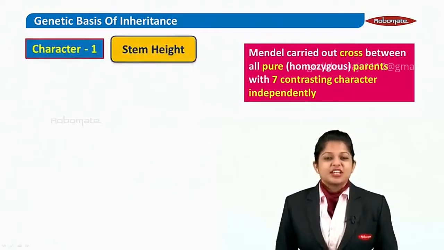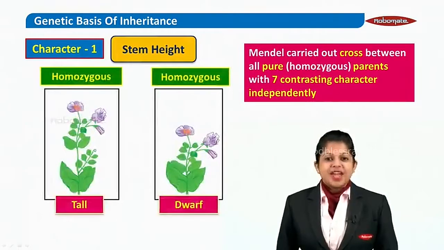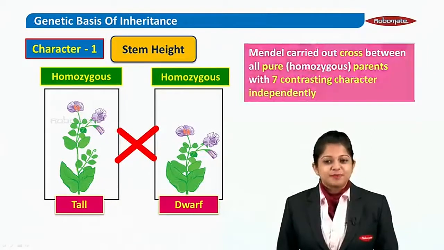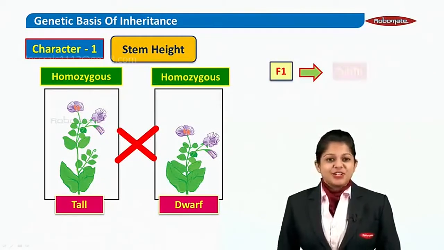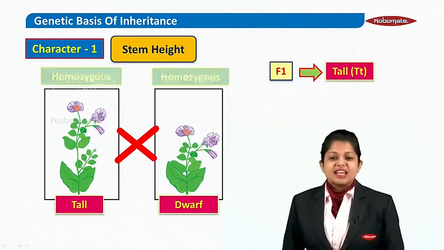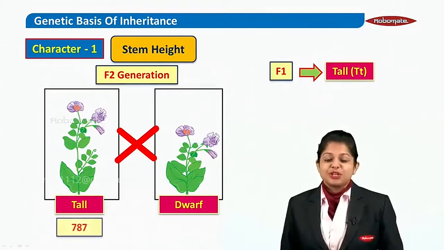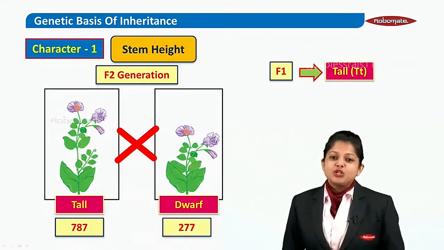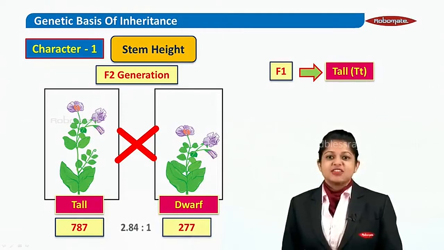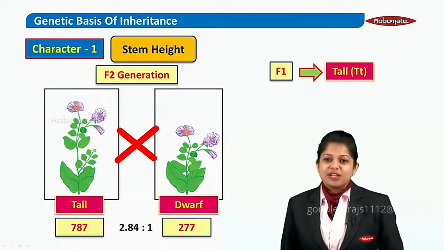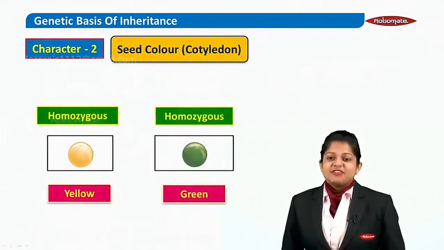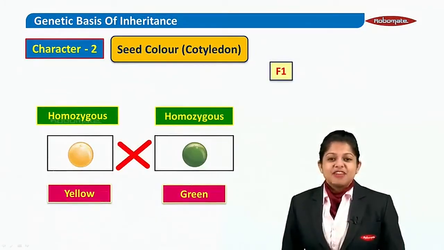So the first character he chose was stem height, where the homozygous tall was crossed with the homozygous dwarf. F1 generation produced all tall plants, whereas the F2 generation produced tall in the ratio 787 and dwarf 277, which gave us the ratio of 2.84:1.